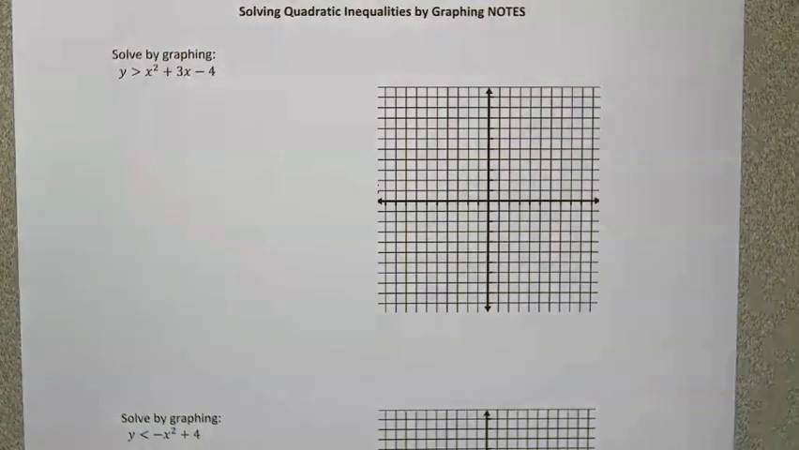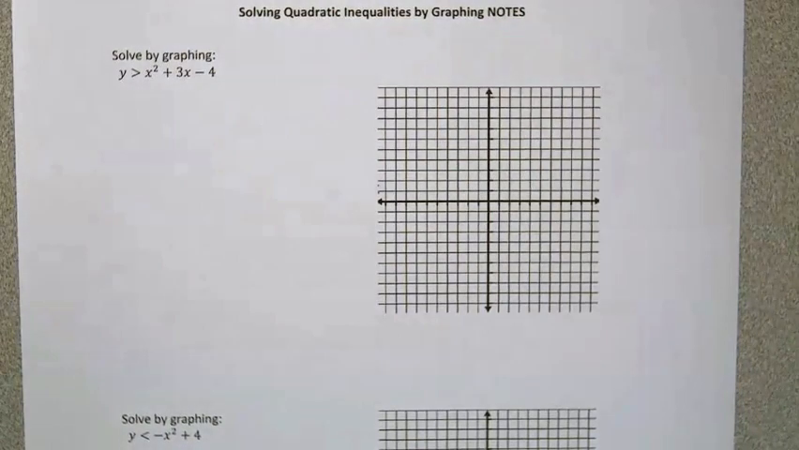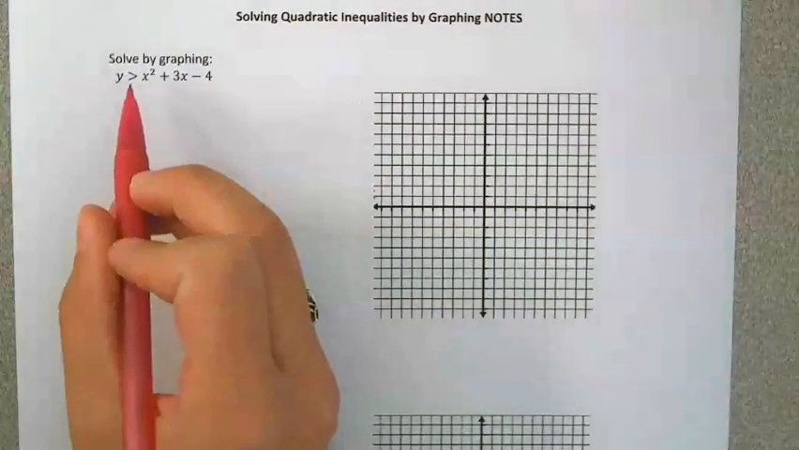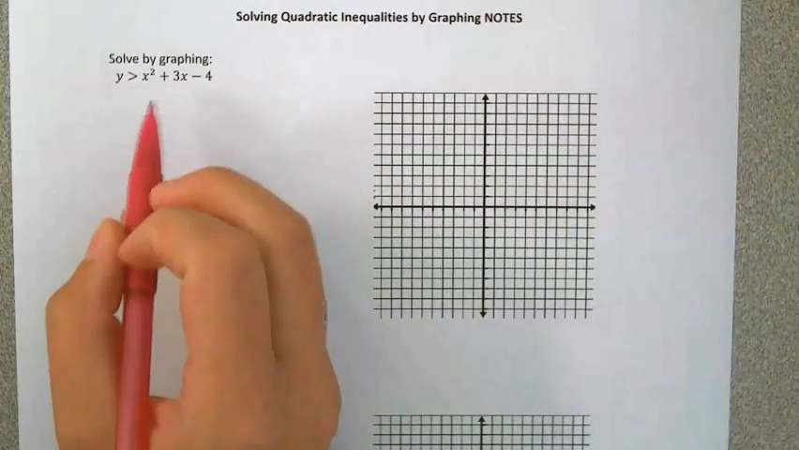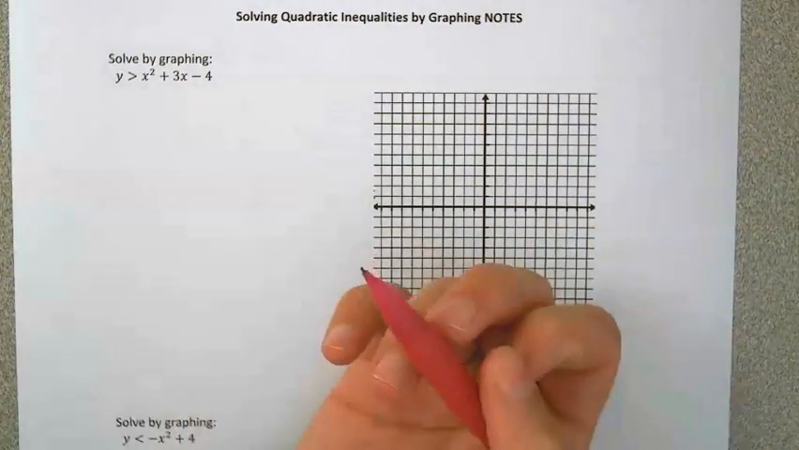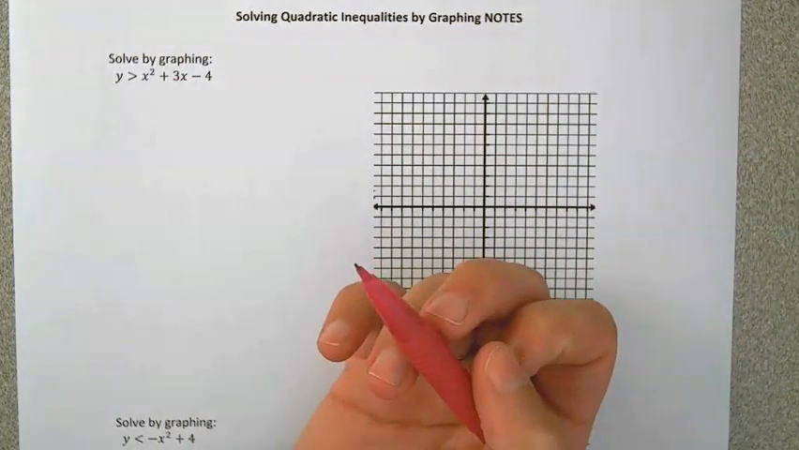Guys, today we're going to be solving quadratic inequalities by graphing. So the key word here is that we're dealing with inequalities, so we're no longer having equal signs, but we're having greater than, less than or equal to, greater than or equal to symbols. So we're going to start by just graphing the quadratic.